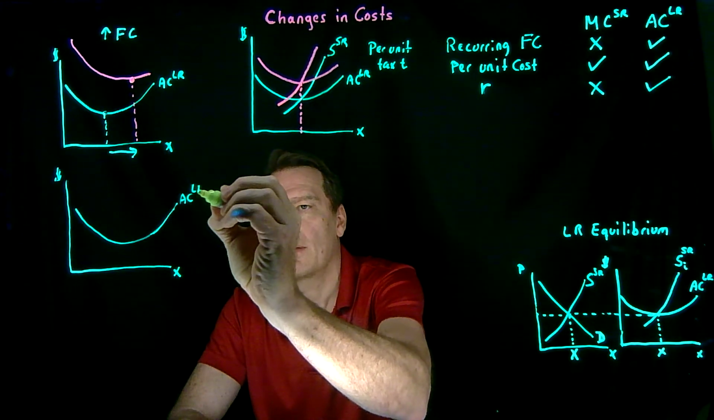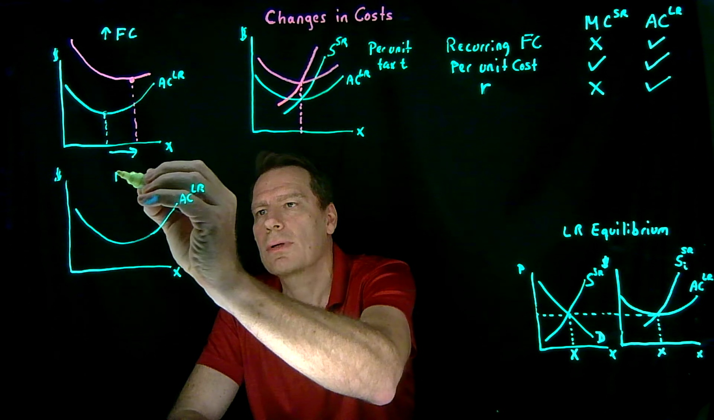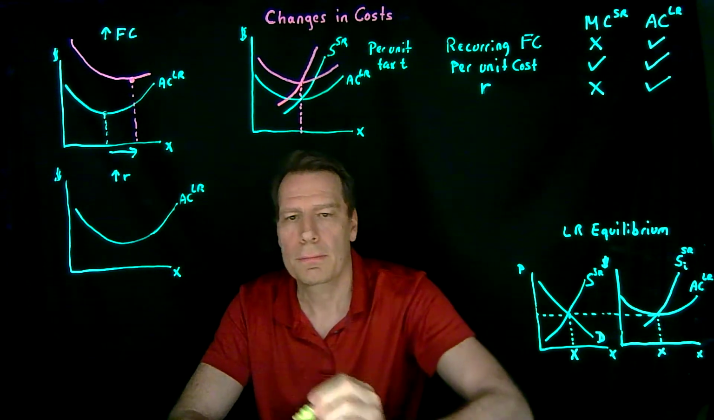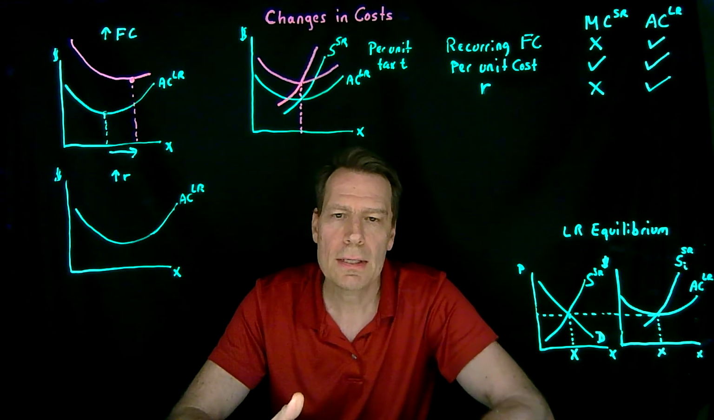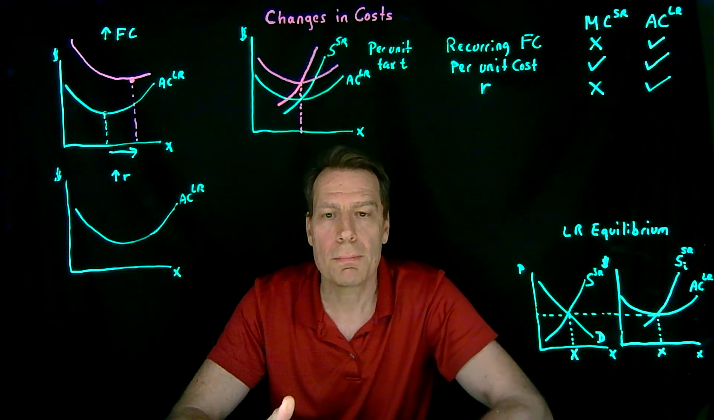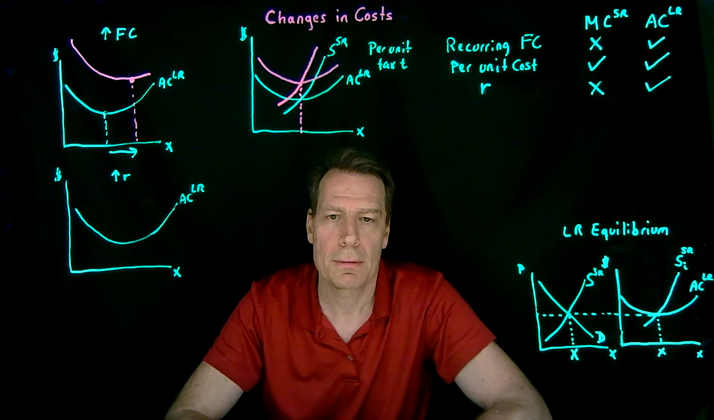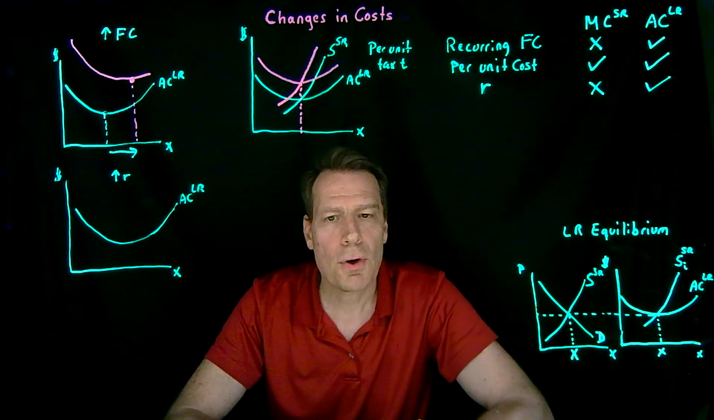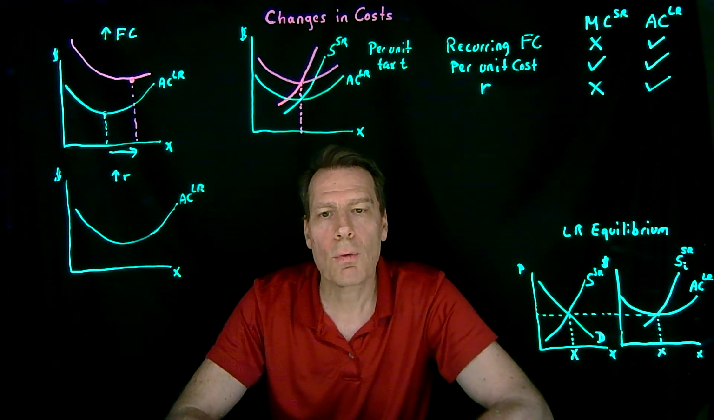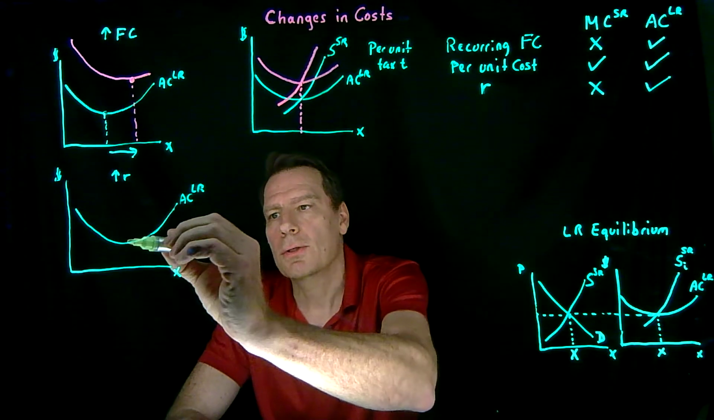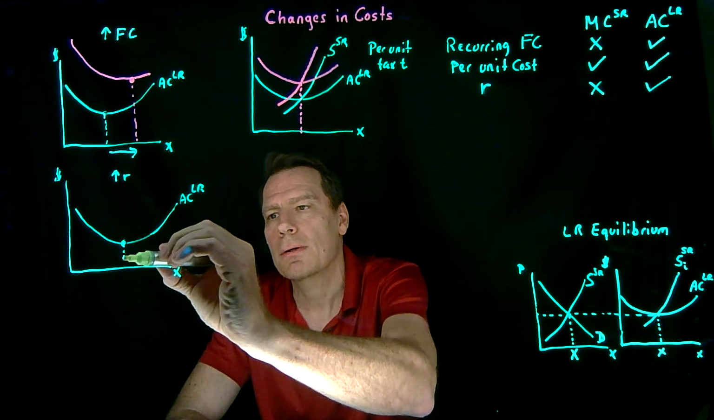And we're going to look at an increase in the rental rate. And we know that increase in the rental rate will make things more expensive, so that long-run average cost curve is going to shift up. But we actually don't know which way it's going to shift the lowest point of that curve. So the lowest point originally happens here.